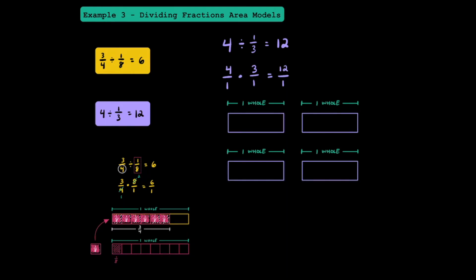Here I've drawn 4 rectangles to represent 4 wholes. Since we're dividing it by 1/3, we're trying to see how many times 1/3 pieces fit inside of the 4 wholes. Hopefully it's clear to you that we can see that 1/3 fits into 4 wholes 12 times. There are 12 of these 1/3 size pieces inside of 4 wholes.